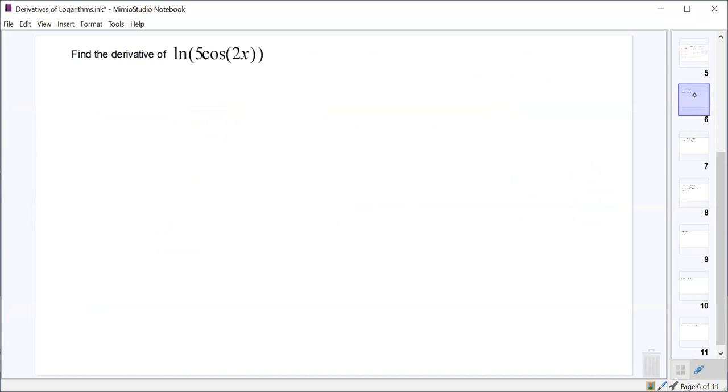All right, let's find the derivative of the natural log of 5 cosine 2x. How are we going to go about this? Natural log of u when u is 5 cosine 2x. Perfect. And all we have to do is do 1 over u for this one. And for this one, the derivative of 5 cosine 2x, that's also a chain rule problem, right? That's 5 cosine v with v equal to 2x.